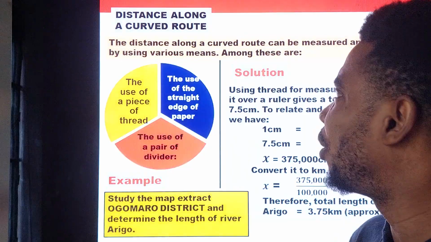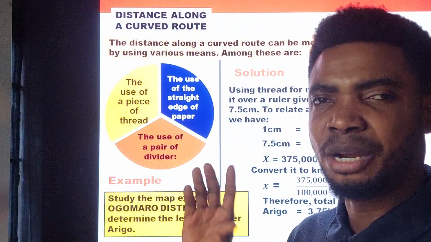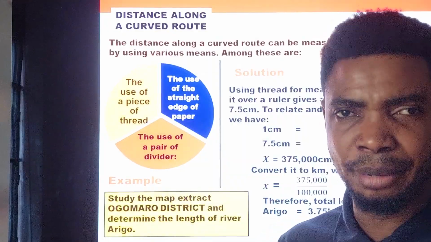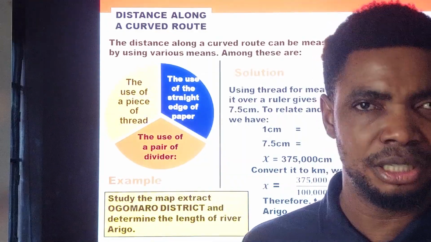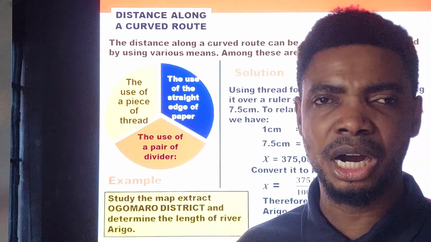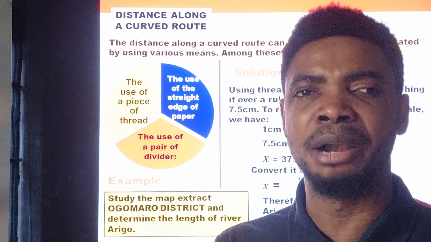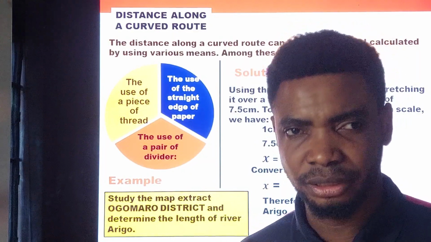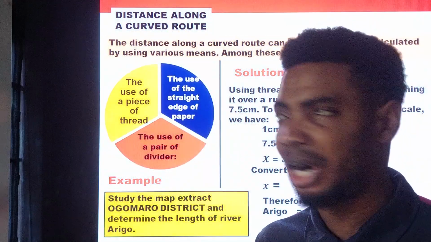Distance along a curved route. The example I gave about measurement of distance along a straight road is the same for every exercise you may have, because it is a straight road. Just put your ruler and measure and convert. All right. But let's look at distance along a curved route.